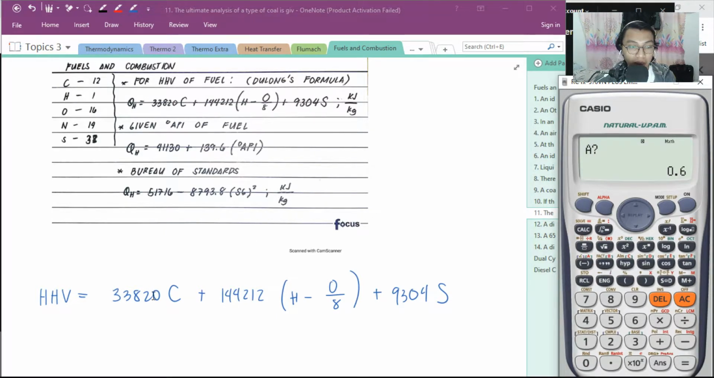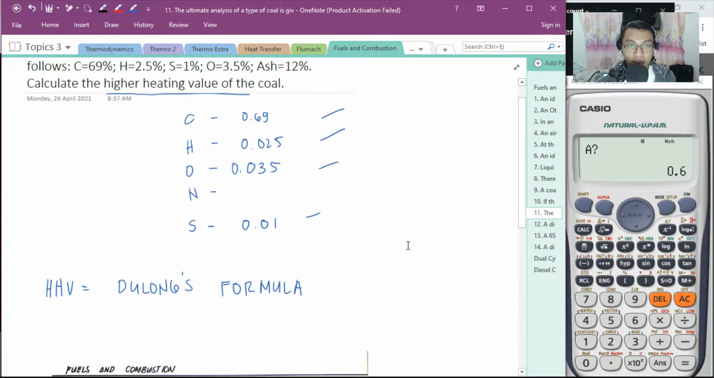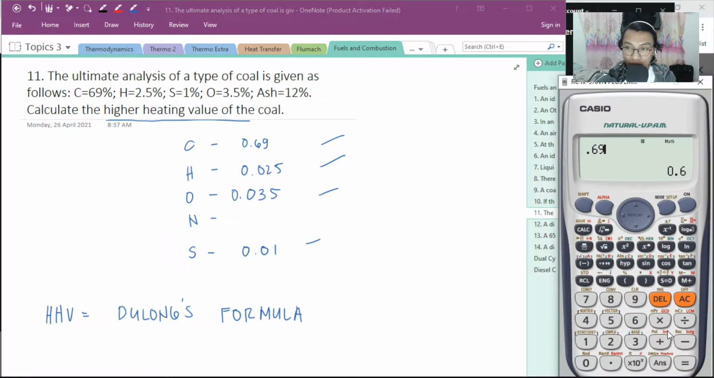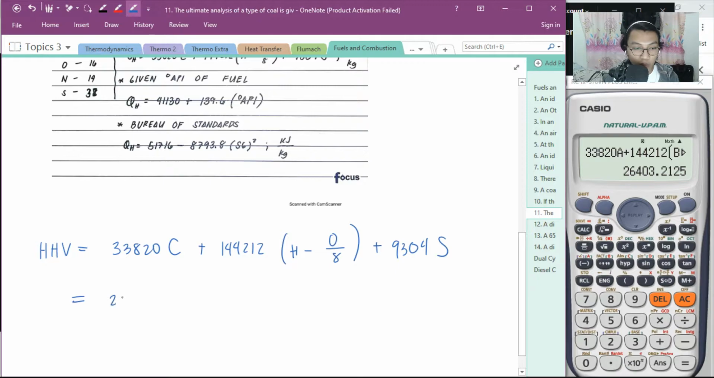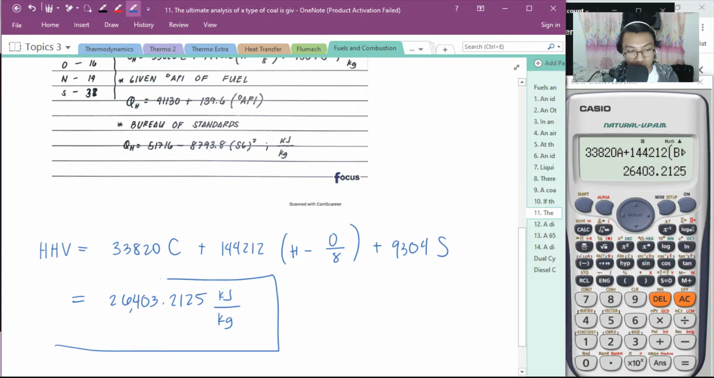Okay. Lagay natin what is C. Okay. C is 0.69. Yung B, 0.025. Yung C, 0.035. And then ang D is S, 0.01. So, ang higher heating value of the coal now is 26403.2125 kilojoule in every kilogram. That is the higher heating value ng iyong coal.